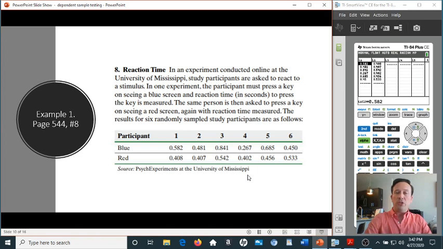Now what we're going to do is just assume that blue is X and red is Y. And it usually goes in that order. Your first set of data is X, your second set is Y. And we would just like to know that for each person, if there's a significant difference in the reaction time based on the color of the screen. See if color affects behavior or thinking.